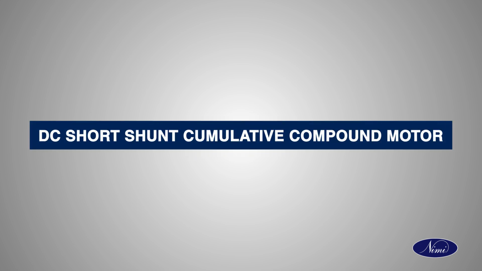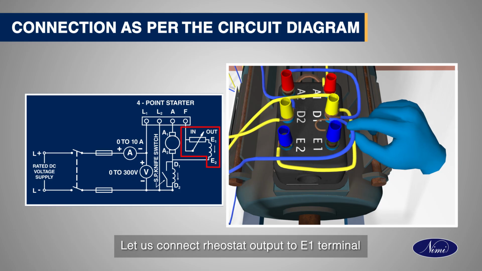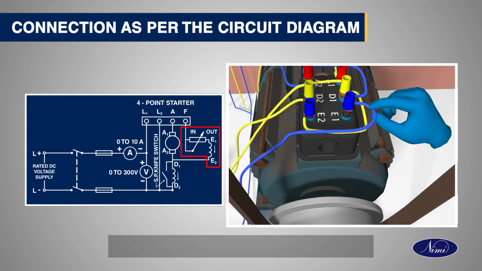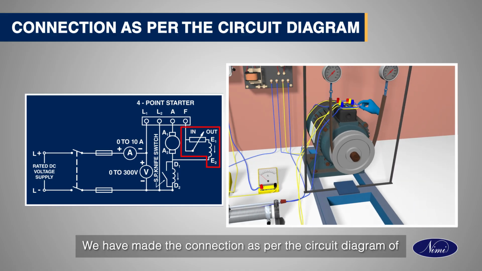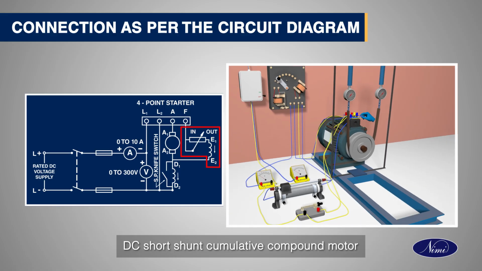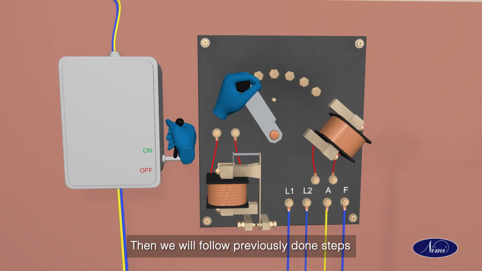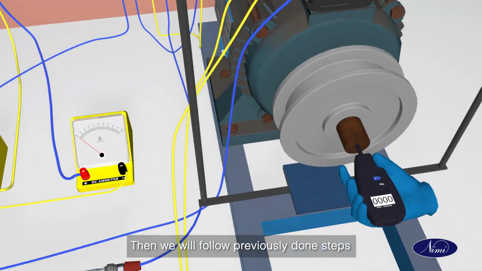Subtask 3. DC short shunt cumulative compound motor. Let us connect rheostat output to E1 terminal. Then connect E2 to the D1 terminal of the motor. We have made the connection as per the circuit diagram of DC short shunt cumulative compound motor. Then we will follow previously done steps.